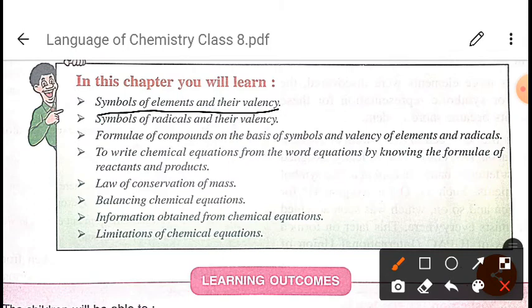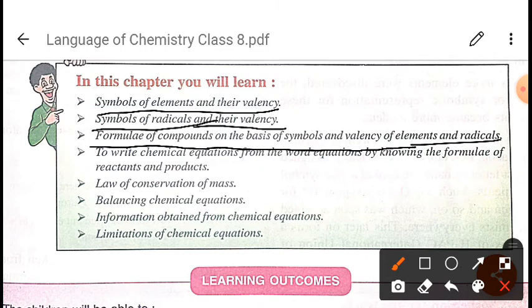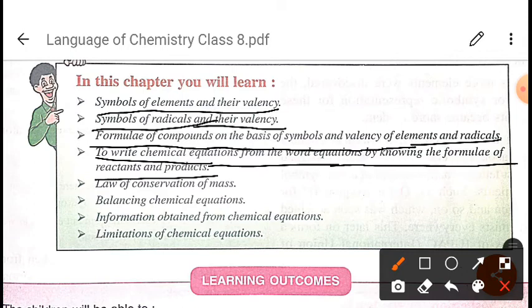Next is symbols of radicals and their valencies. Next is the formation of compounds on the basis of symbols and valencies of elements and radicals. Next is to write the chemical equation from the word equation by knowing the formula of the reactants and products. After that we will see the law of conservation of mass.